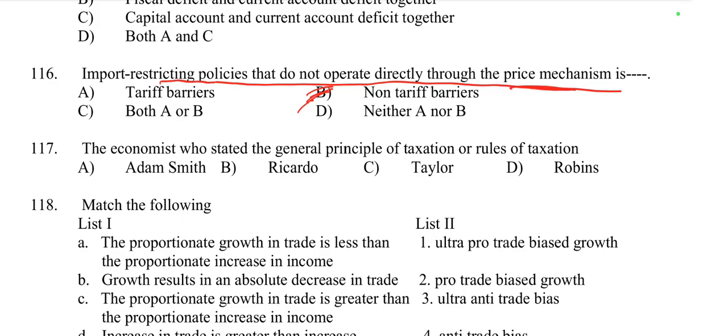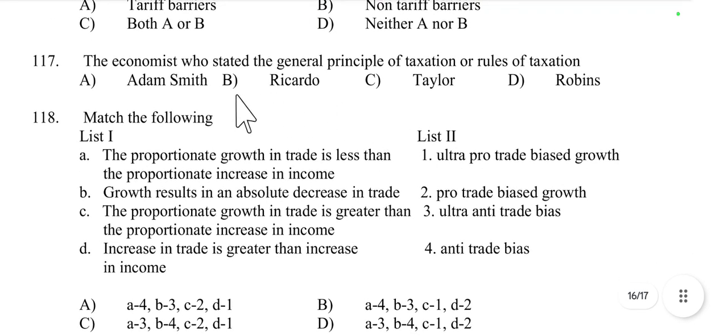This can include different types of quotas, import licensing requirements, subsidies, customs delays, or other regulatory barriers that restrict imports without directly altering their prices, unlike tariffs, which are taxes that affect price. These are the non-tariff barriers like different quotas, import licenses, subsidies, customs delays, etc. Then question number 117: the economist who stated the general principle of taxation or rules of taxation.